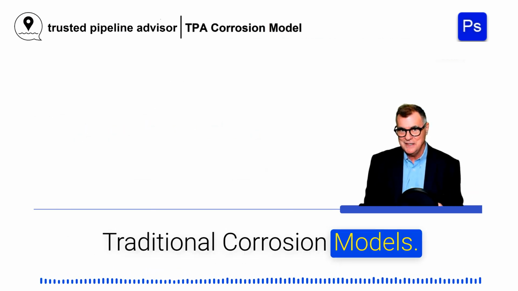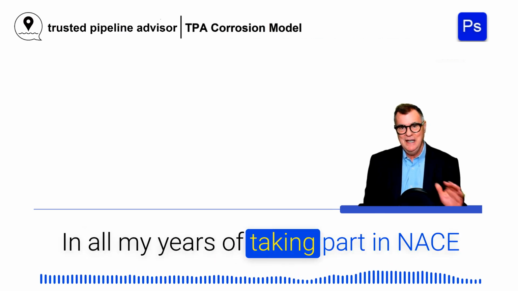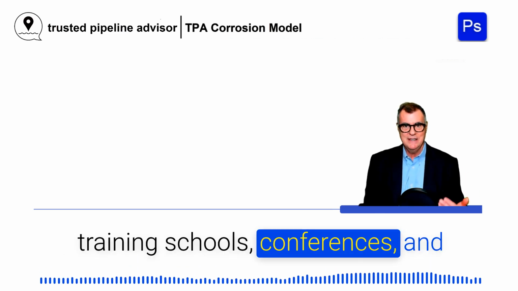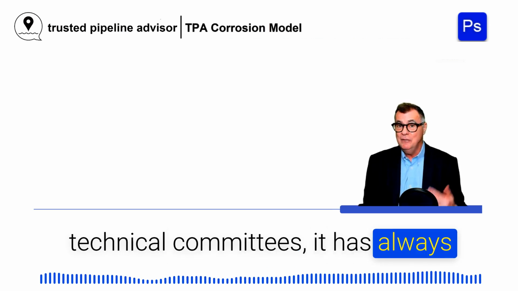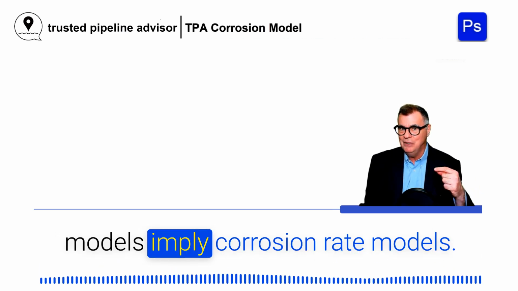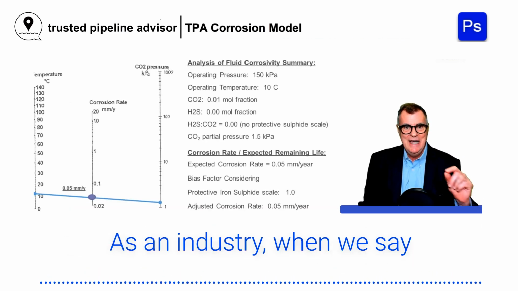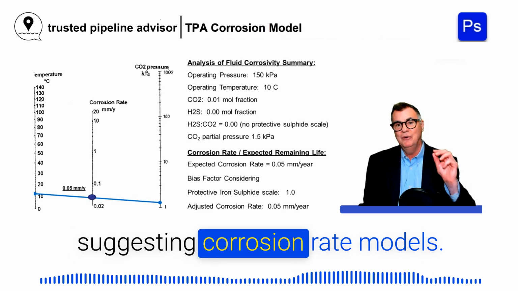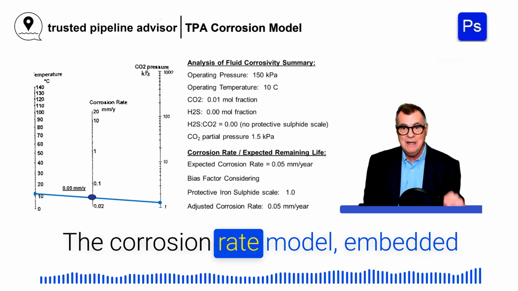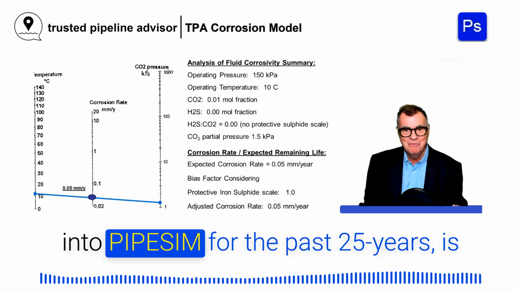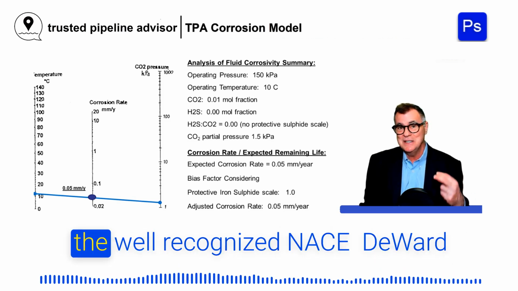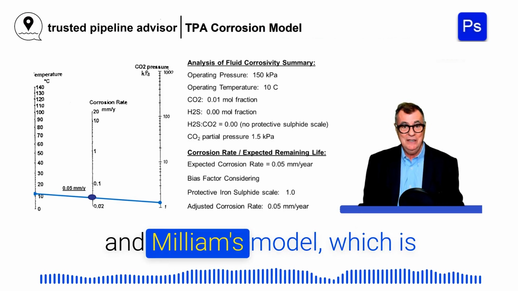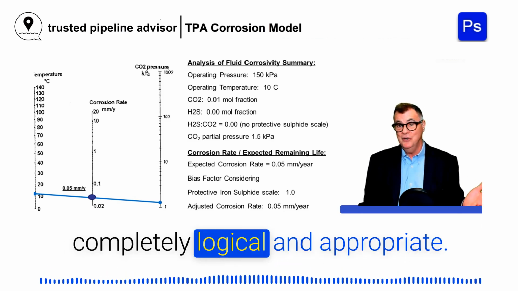Traditional corrosion models. In all my years of taking part in NACE training schools, conferences, and technical committees, it has always been a situation that corrosion models imply corrosion rate models. As an industry, when we say corrosion models, we traditionally are suggesting corrosion rate models. The corrosion rate model, embedded into PIPESIM for the past 25 years, is the well-recognized NACE, DeWaard, and Milliams model, which is completely logical and appropriate.